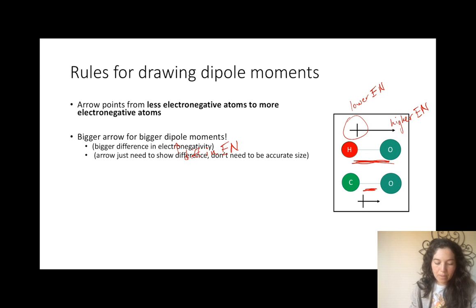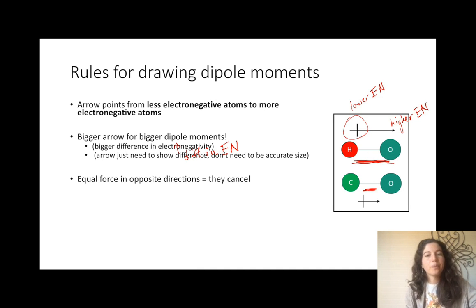Okay, so the arrows just need to show the difference. They don't need to be an accurate size. It's just showing one's bigger than the other, but again, there's no really good way for us to figure out what size the arrow should be. Okay, so if you have equal force in opposite directions, those forces do cancel each other out.